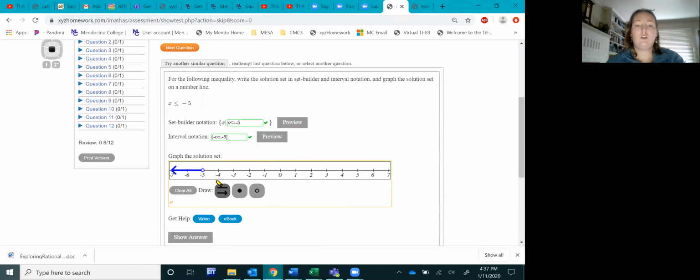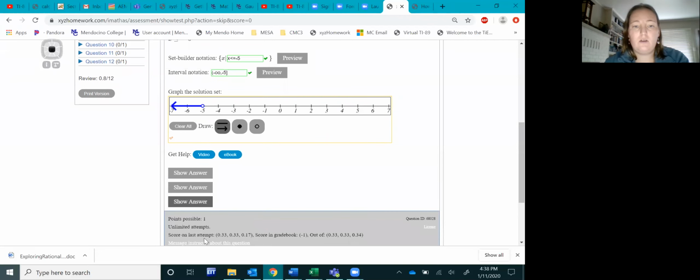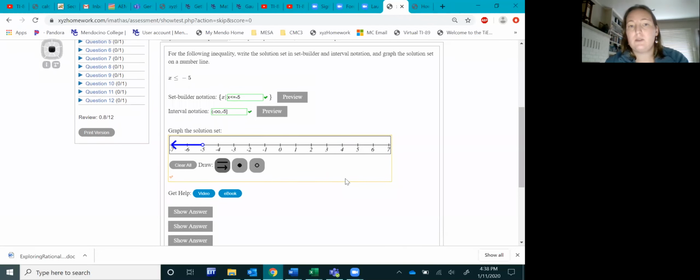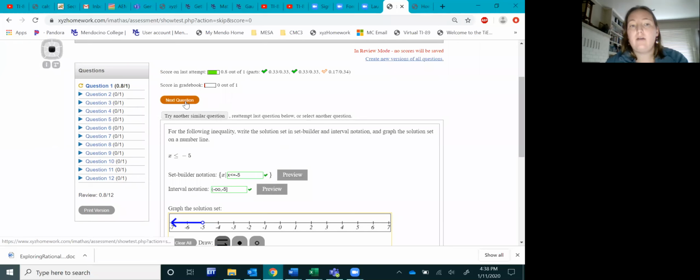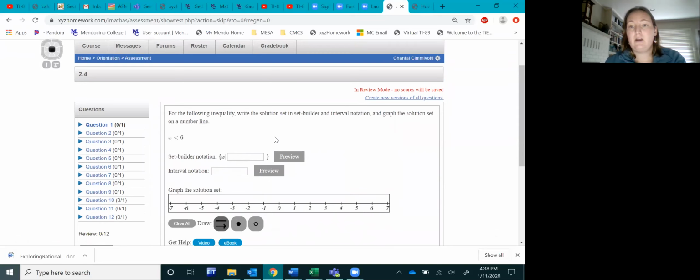You can do these up to 3 times. This is unlimited because I didn't have it set to the normal settings, but normally it's 3, and then you'll have to hit try a similar question, and then you get a similar one, but slightly different numbers to try again. So you actually have an infinite number, almost an infinite number of options and opportunities to get full credit on your homework questions. The only exception is if there's a graphic, which occurs every once in a while.